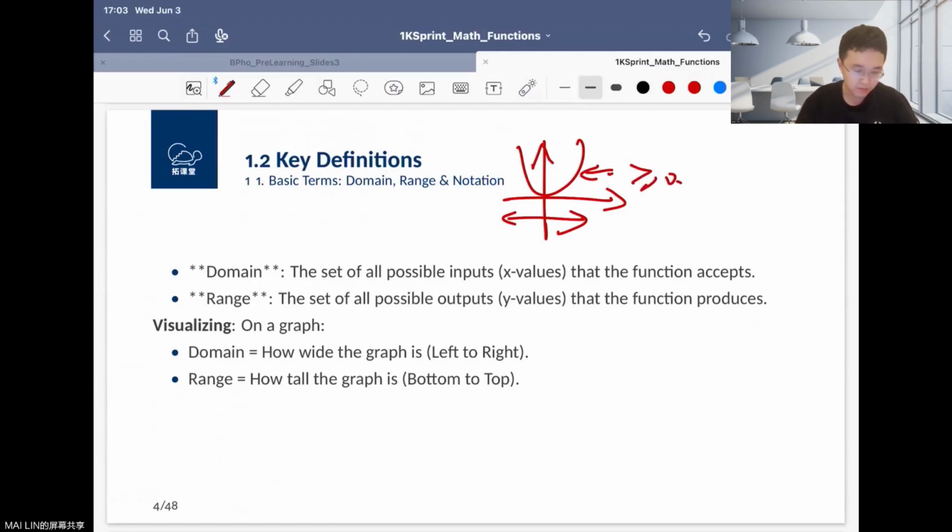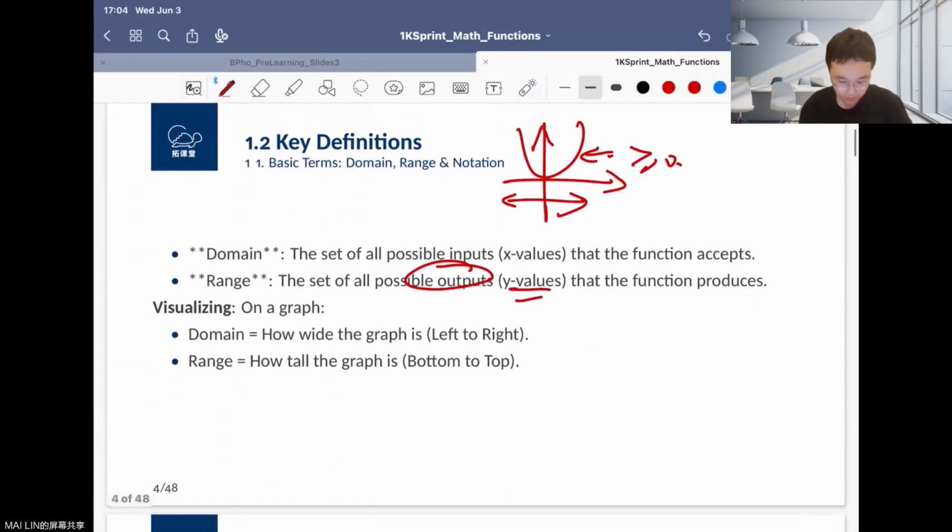Okay, I hope you understand the domain and range. So range here means the set of possible outputs, just the y values, okay? That is the difference between them.